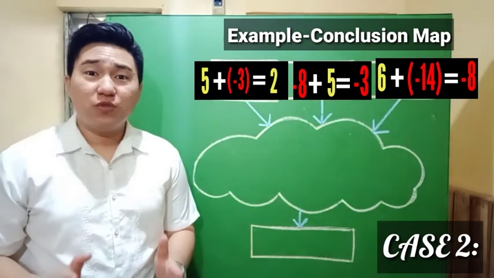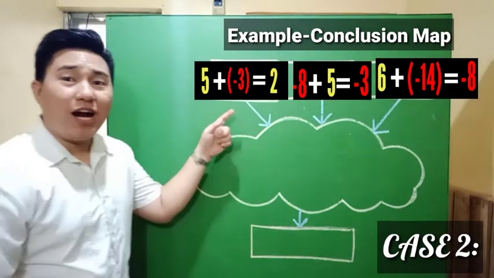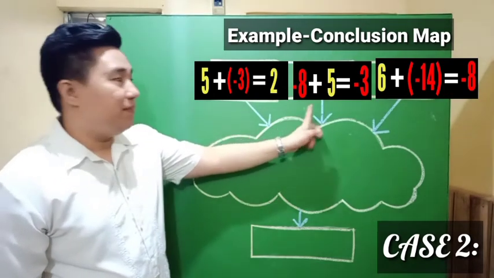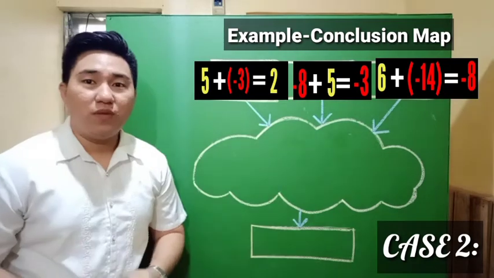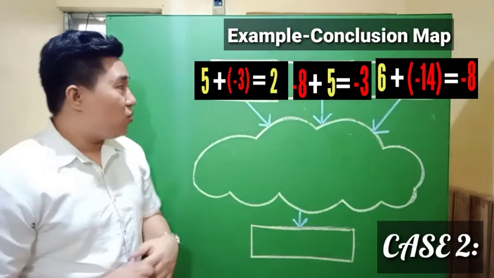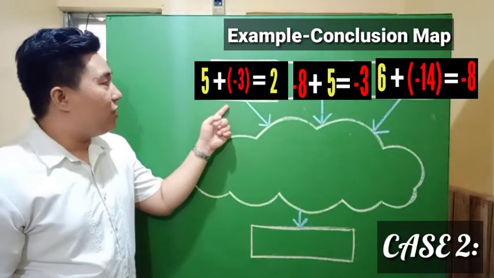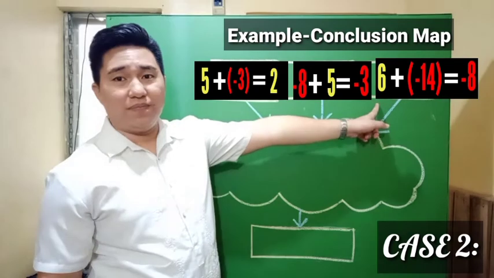And now, let's observe the pattern for each example. For example number 1, we have here a positive added to a negative. So in here, we added two numbers with different signs. That's why, as you notice, we have two different colors being combined. One yellow and one red.